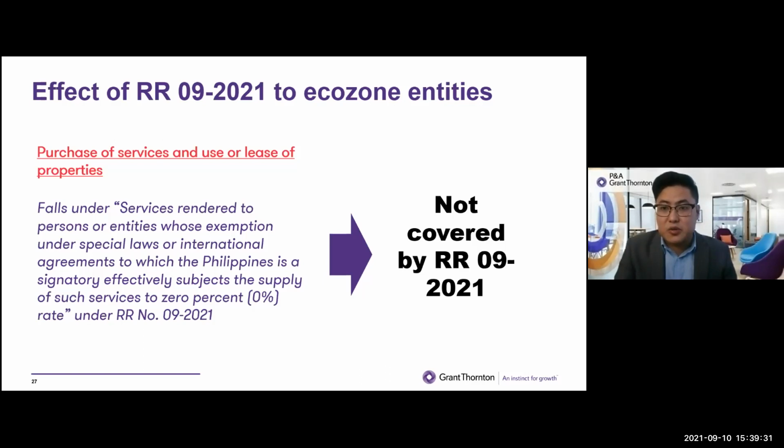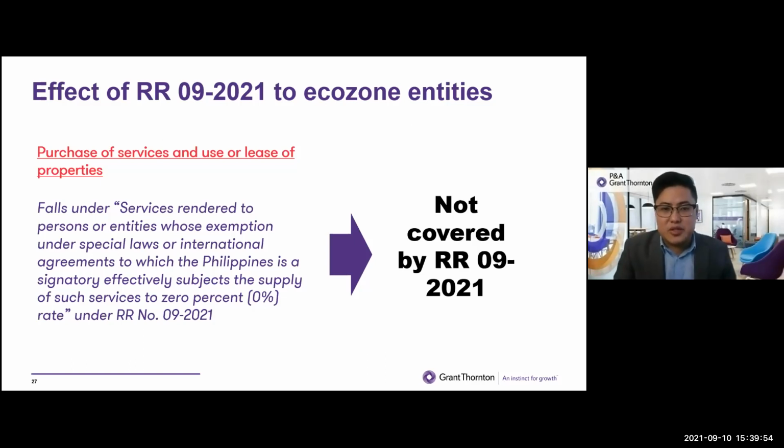So if you look at it, it could fall under this, which means that it would still be subject to 0% VAT when it comes to this purchase of services and use or lease of properties. However, this remains to be an aspect that is quite debatable insofar as the BIR is concerned.